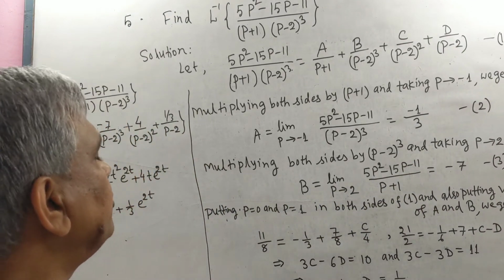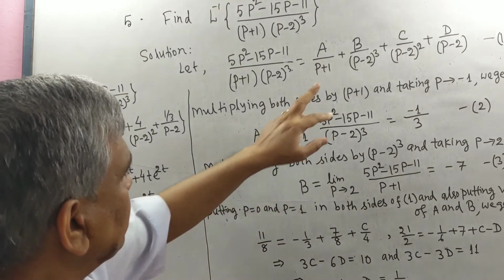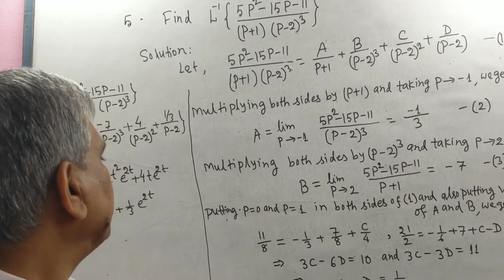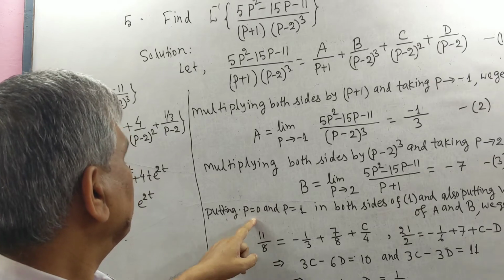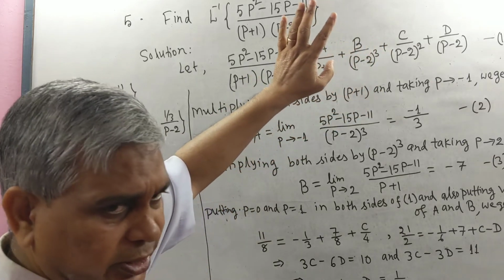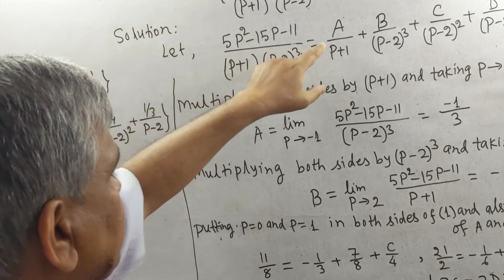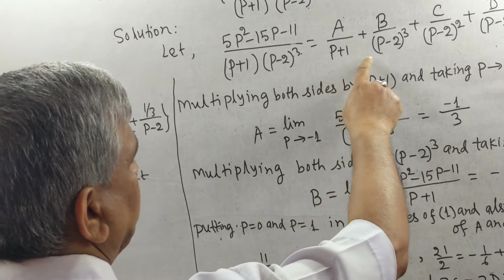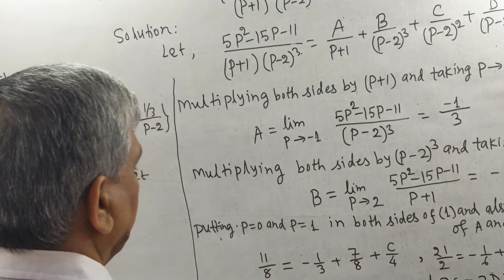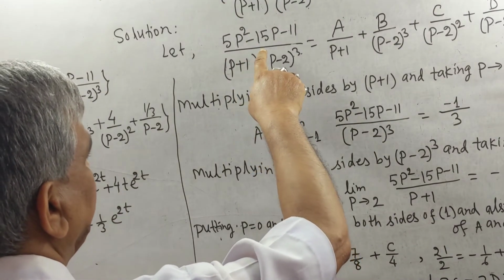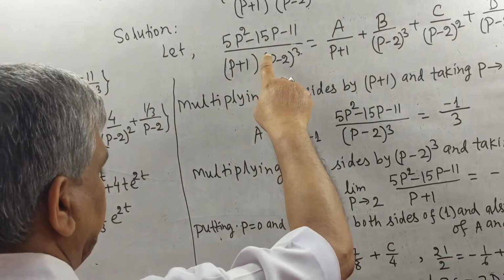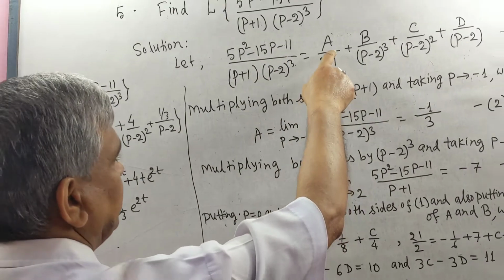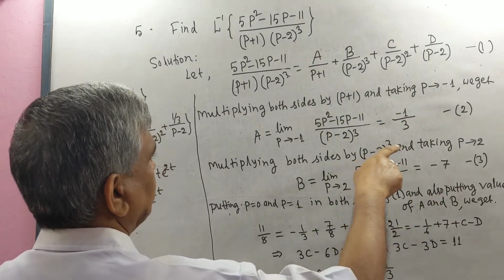But we are unable to find c and d according to this rule. So we put p equal to 0 on both sides. This is the trial and error method. As p equal to 0 does not give any 0 value in the denominators, putting p equal to 0 on both sides, we get the value of this as 11 by 8, and here minus 1 by 3. The value of a is minus 1 by 3.